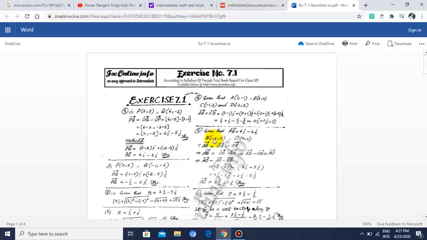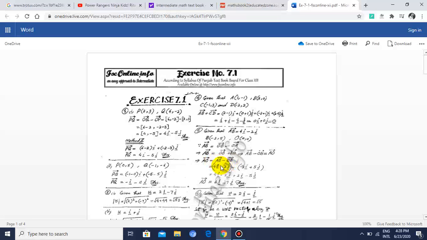The solution is that given that vector AB is equal to 4i minus 2j, point B is (-2, 5), and the coordinates of origin are (0, 0). As vector AB is equal to OB minus OA, this implies that AB is equal to OB plus AO. We change the direction, so the negative sign changes to plus sign. This implies that AB minus OB is equal to AO. AO is equal to AB minus OB.